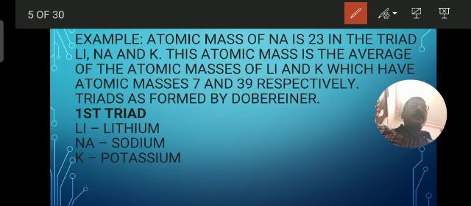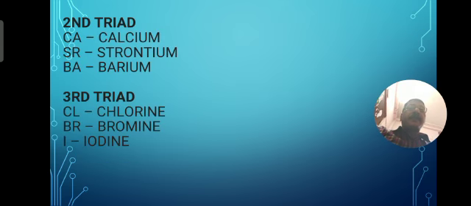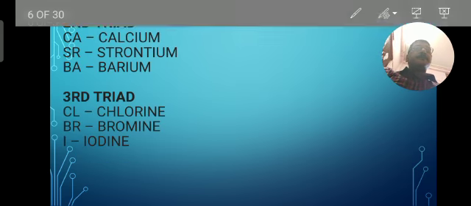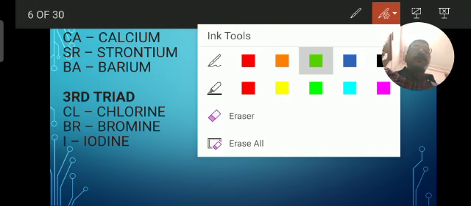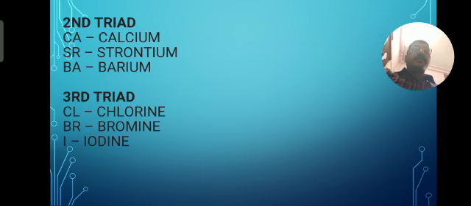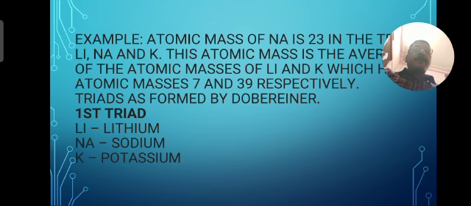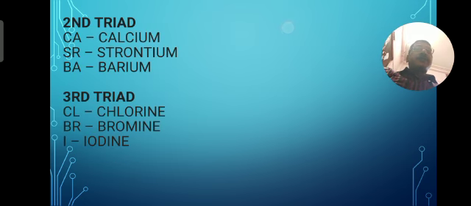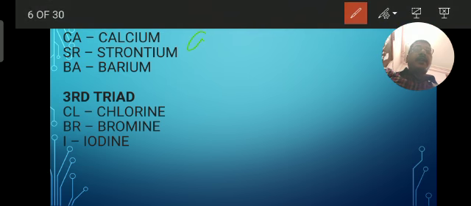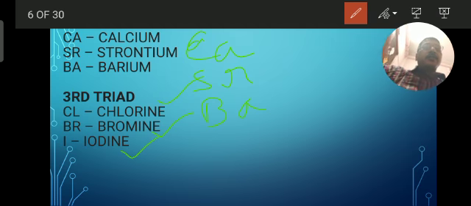Let us see the second triad. Here is calcium, and here also we should correct the symbol. Calcium is Ca. The others are strontium Sr and barium Ba. The third triad is chlorine, bromine and iodine. These are the three triads.